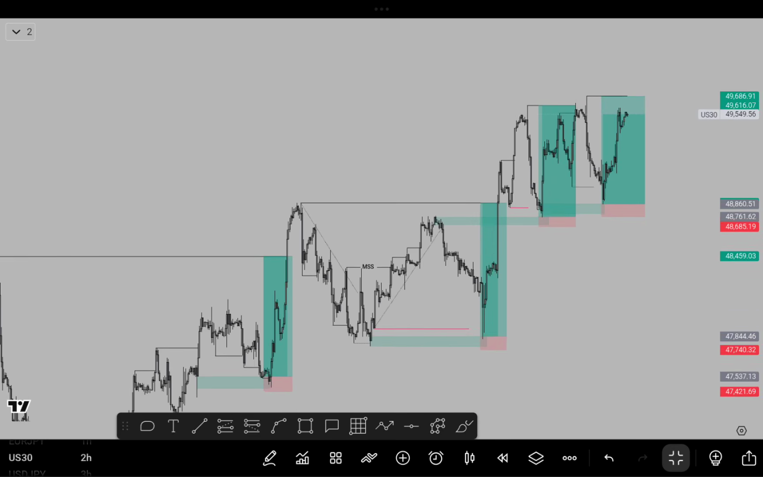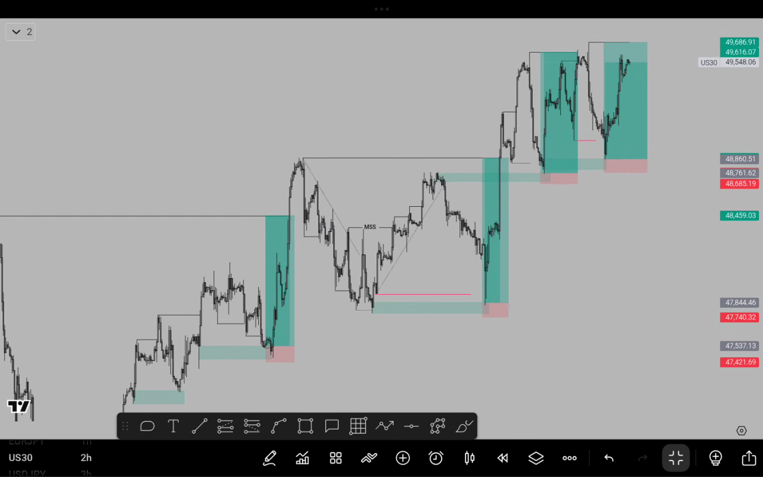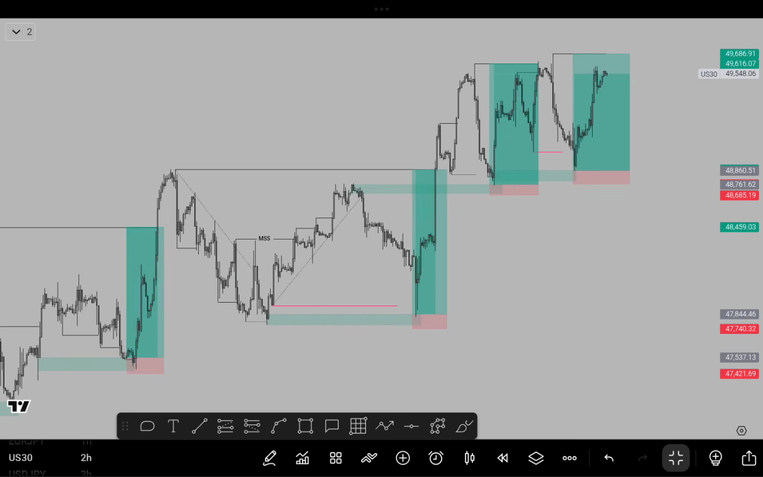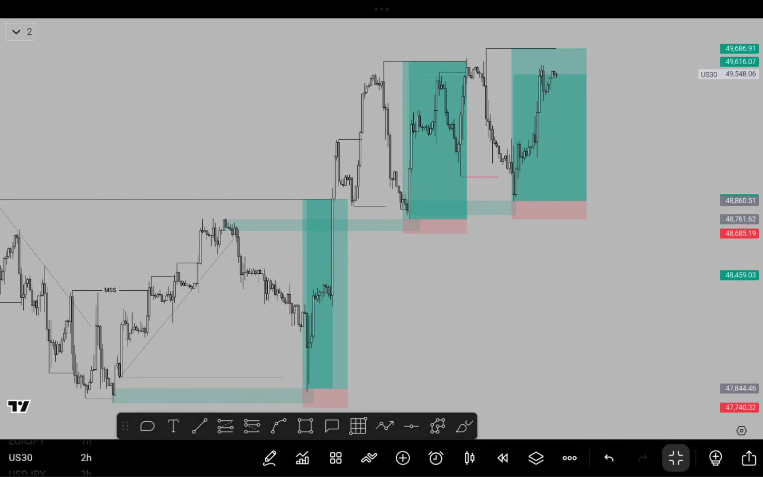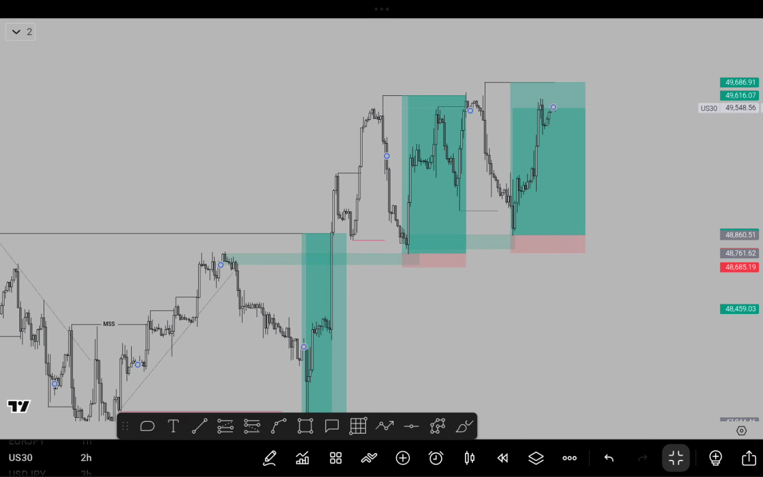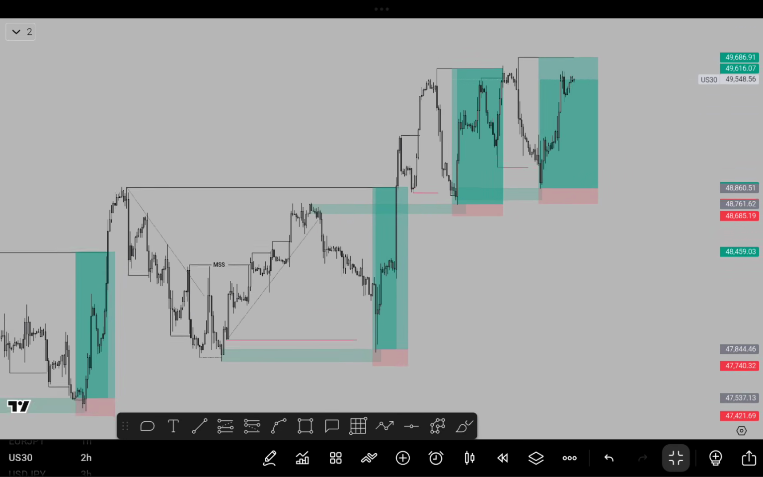So now like this, we are done analyzing this pair. Our next outlook is not yet out because I can't see anything yet here, until price takes out this and forms new structure. So for now, this will be all.